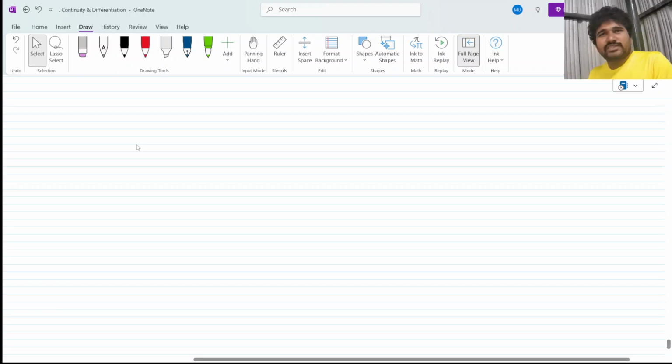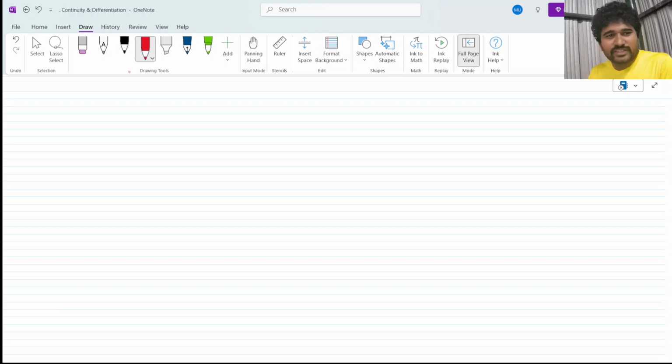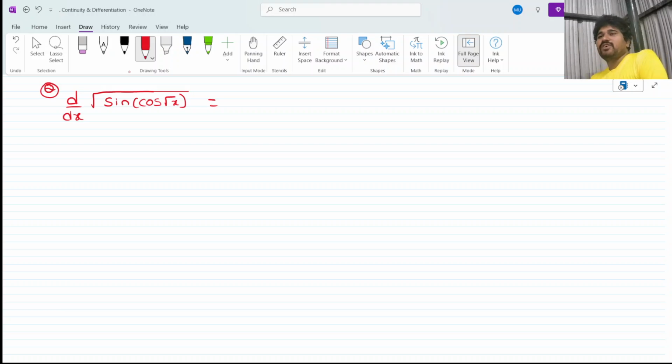Should I give one more question, something similar to this, so that you can do it very fast and perfectly? I'll use root also. Okay? Root of sine of cos of root x. So this is the question. Do the differentiation of root of sine of cos root x.